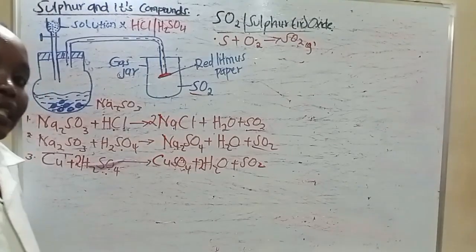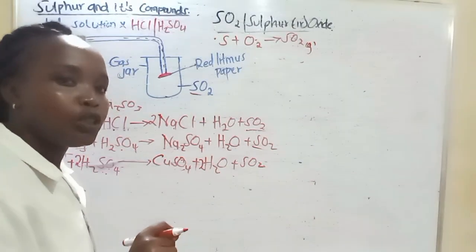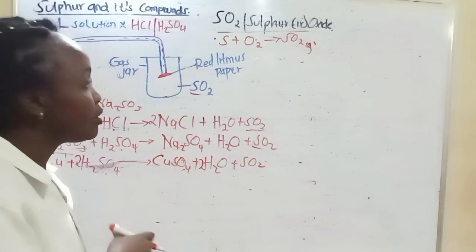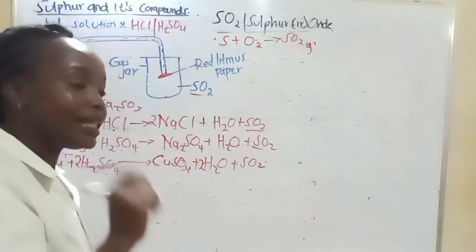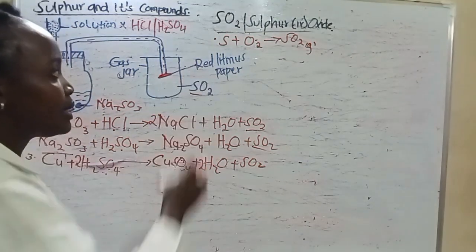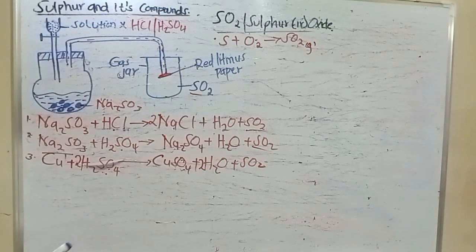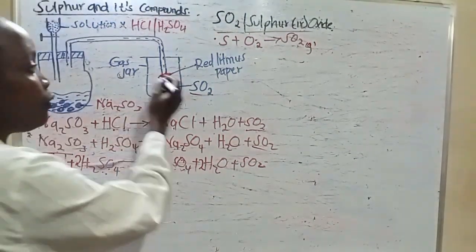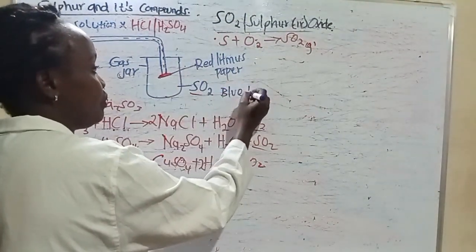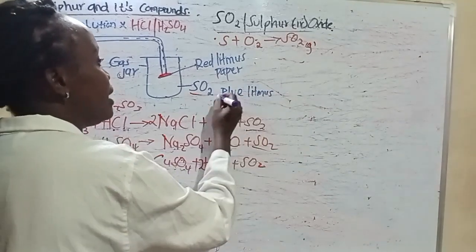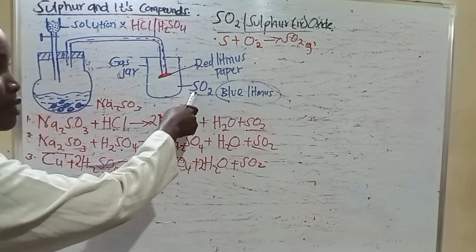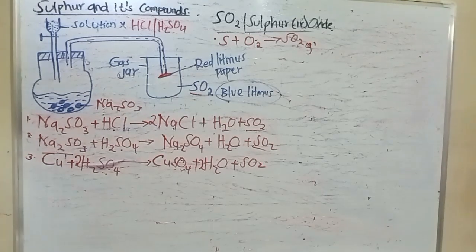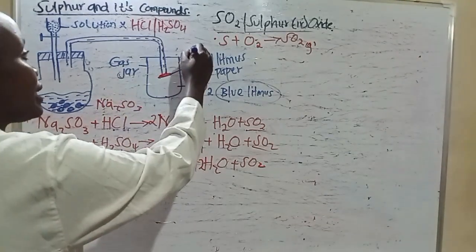They are checking if it is a reducing agent, or the bleaching property of sulfur 4 oxide. Okay, now sulfur 4 oxide is an acidic gas. If they had kept here a blue litmus paper, we'll know that they are testing to see if you know that sulfur 4 oxide is acidic.